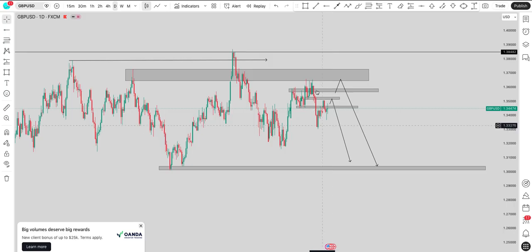I'm more interested in selling this market than buying. If you get a little bit of buy, I think that is just a pullback. So for me, this is a bearish market. So I'll be interested to take sell here, sell here, or sell here. So let me take this out.